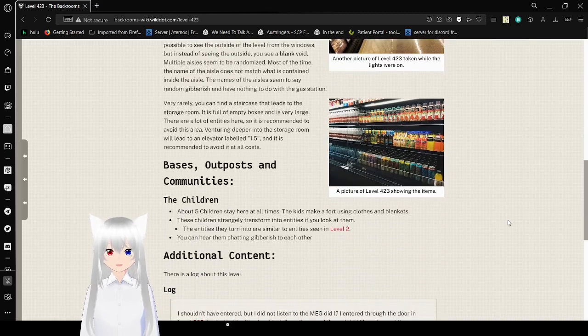Very rarely, you can find a staircase that leads to a storage room. It is full of empty boxes and is very large. There are a lot of entities here, so I would recommend avoiding this area. Venturing deeper into the storage room will lead to an elevator labeled 1.5, and it is recommended to avoid that at all costs.